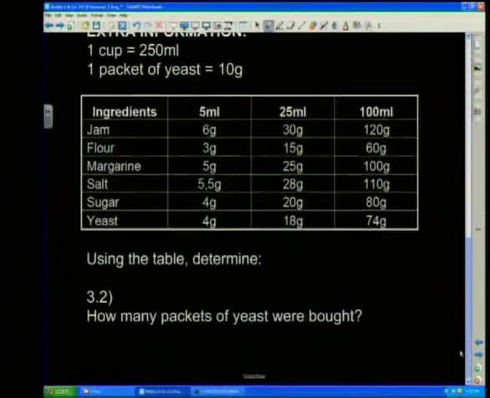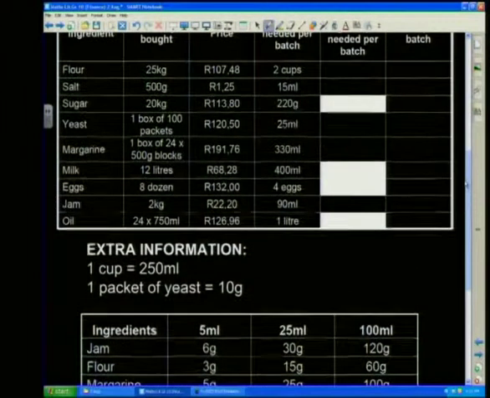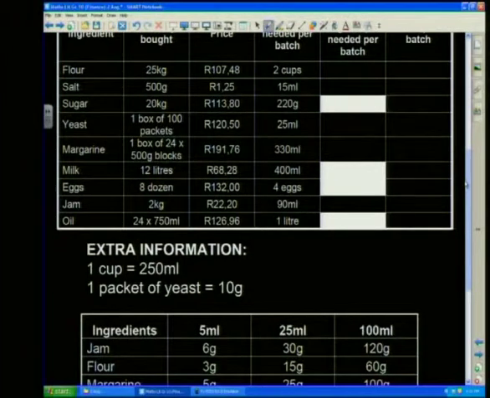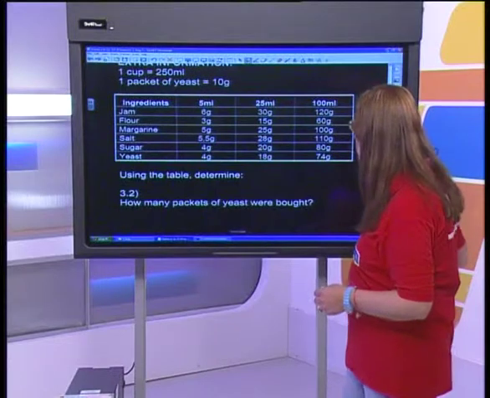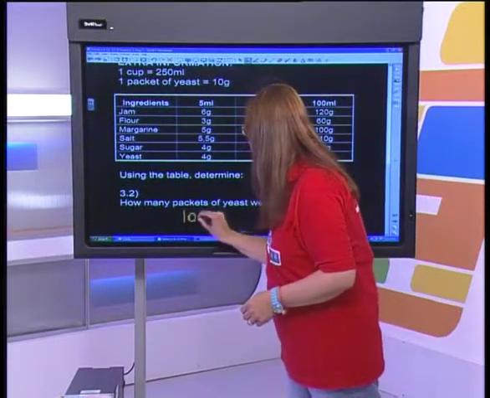Okay, we've still got our table. How many packets of yeast were bought? So let's go back to our table. Yeast, we bought 1 box of 100 packets. So how many packets were bought? There were 100 packets.